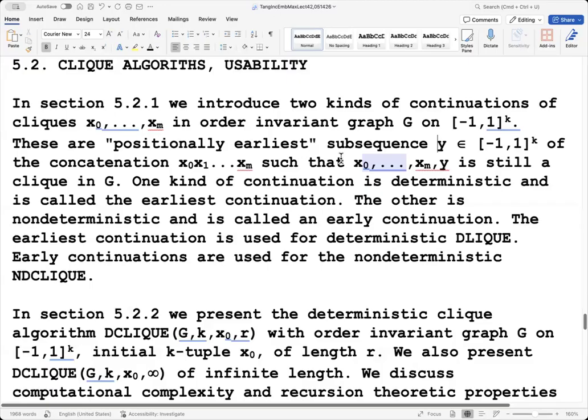So for the deterministic case, we actually take what's called the earliest continuation. Roughly speaking, the earliest continuation is the continuation such that the placement is lexicographically least, where the lexicographic nature is reversed. In other words, reverse lexicographic order first.